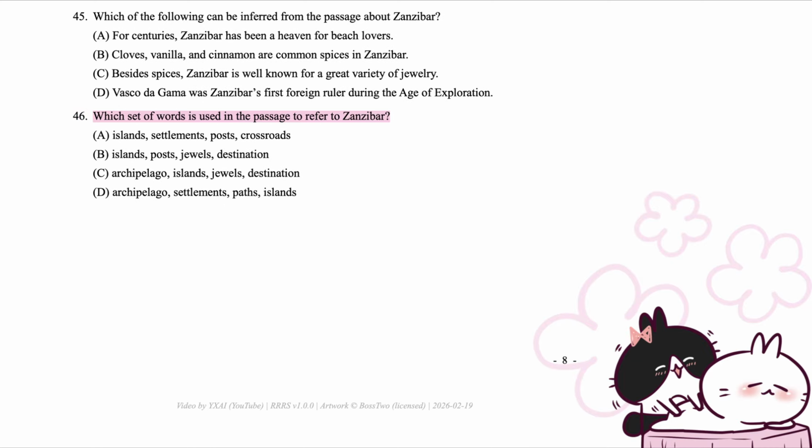46. Which set of words is used in the passage to refer to Zanzibar? A. Islands, settlements, posts, crossroads. B. Islands, posts, jewels, destination. C. Archipelago, islands, jewels, destination. D. Archipelago, settlements, paths, islands.